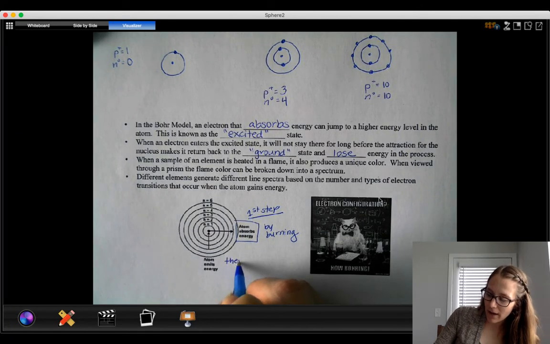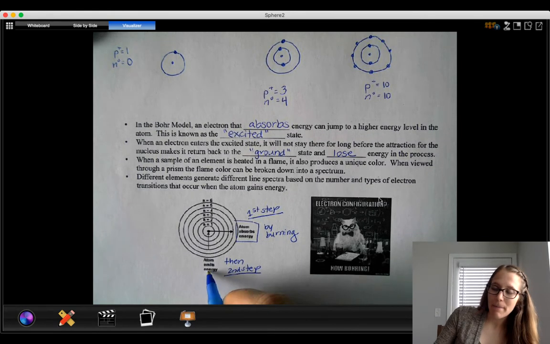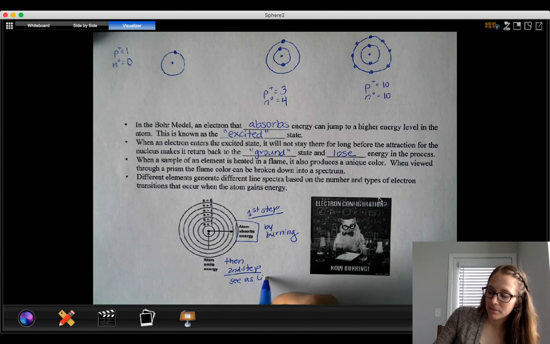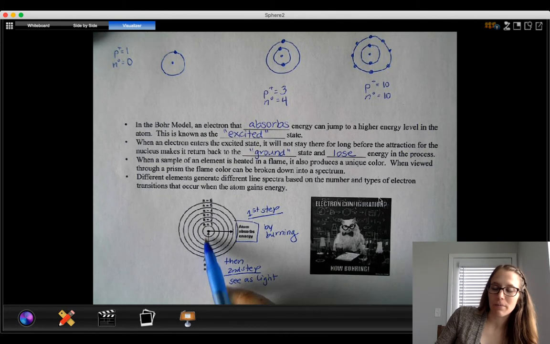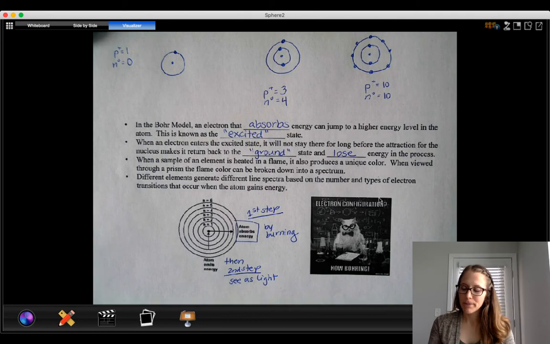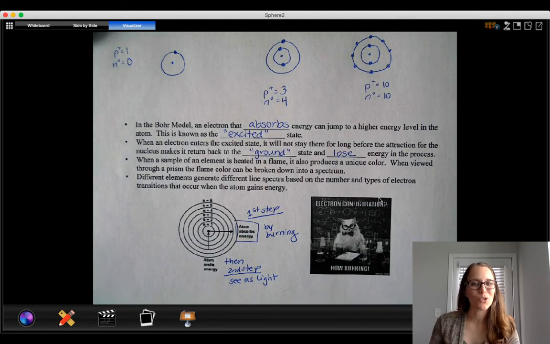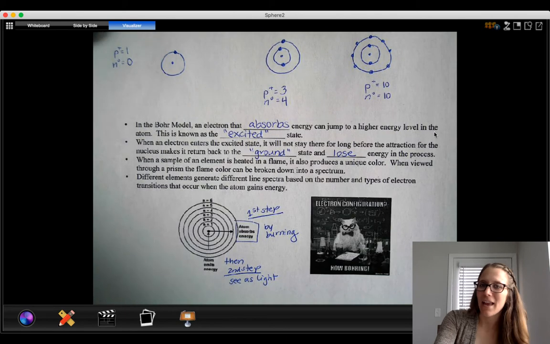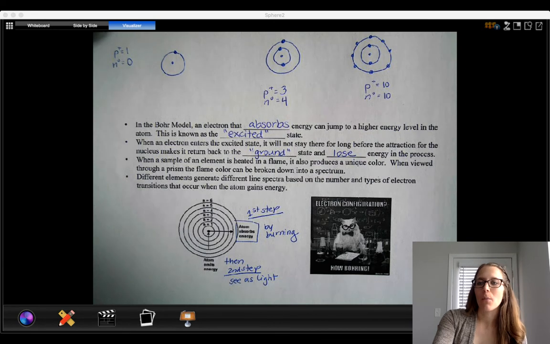Then we have our second step, is when the atom emits energy, which we see as light, when it falls back down to wherever it started. It shows it like it's moving into the nucleus. It doesn't go into the nucleus, it's just moving closer to the nucleus again. Okay. All right, so that's an overview of what electrons do in atoms when they are burned, and we will talk more about the different colors and what the colors tell us later on.